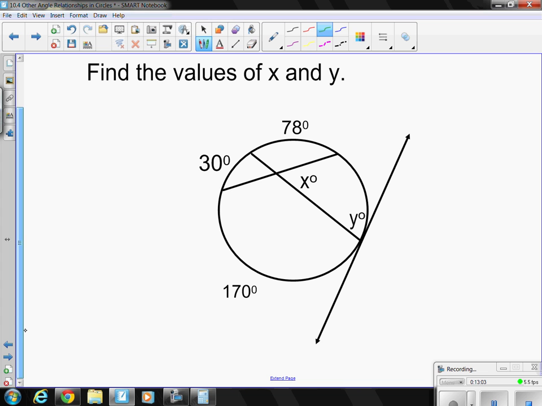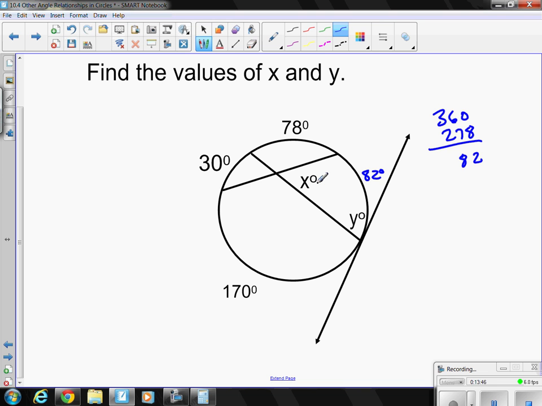Here's a kind of complicated problem. Try to go through it fast. X is going to be the average of these two arcs. But we don't know this arc, but we can figure it out. We know all the rest of the arcs. 170 and 30, that's 200. So 278 out of the total 360. Subtract these. I need a 2, that gets to 80, 82. So this arc is 82 degrees.